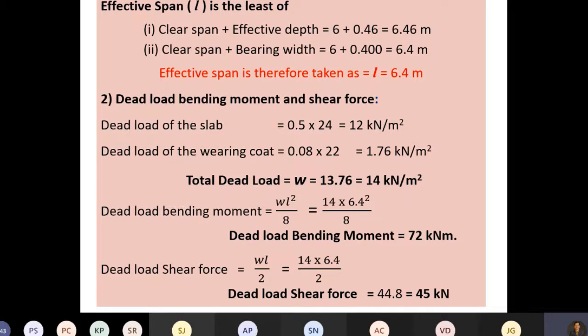So the dead load bending moment, you can simply calculate by WL square by 8. So 14 multiplied by 6.4 square divided by 8, you will get 72 kilonewton meter. Similarly, the dead load shear force you can calculate by WL by 2. So 14 into 6.4 by 2 becomes 45 kilonewton. So the dead load bending moment is 72 kilonewton meter, and the dead load shear force is 44.8 or 45 kilonewton.